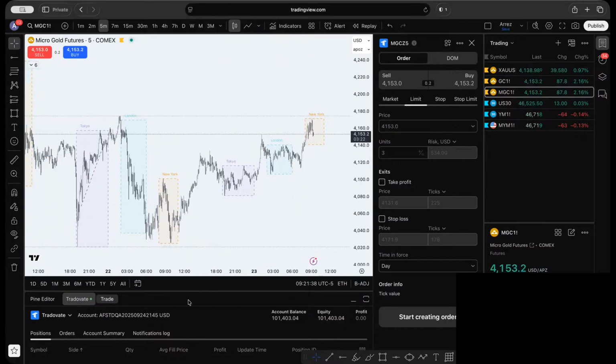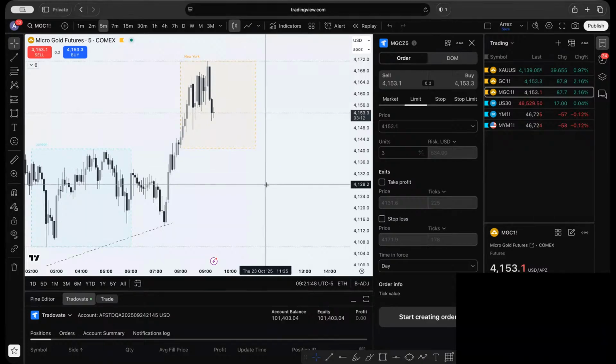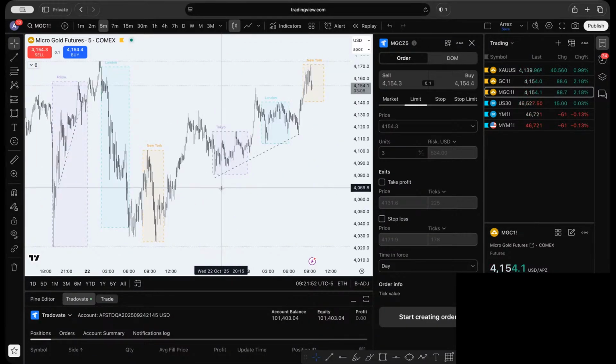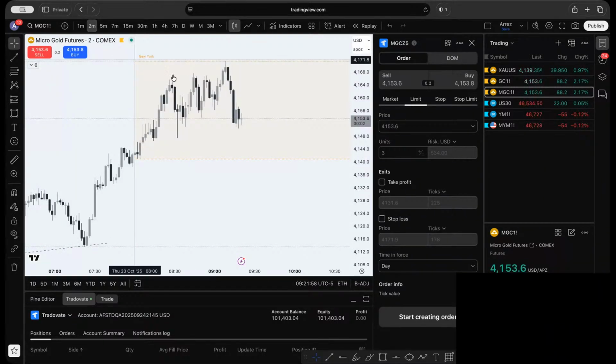We do see all of this liquidity that was created from Asian going up through London and into New York. So we are bullish. However, we do expect price to just push down a little bit. And so we are interested in buys. And so if price comes down over here, that is where we would be looking to enter buys.